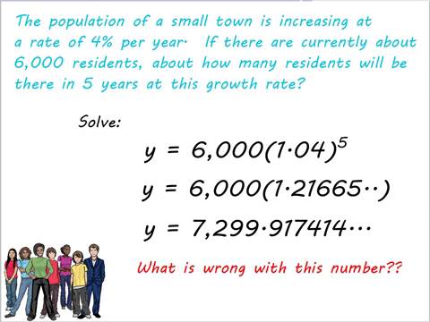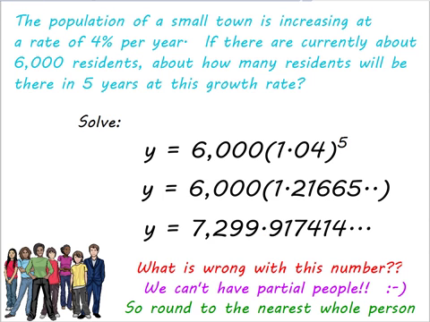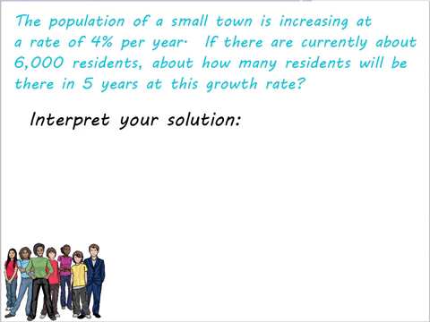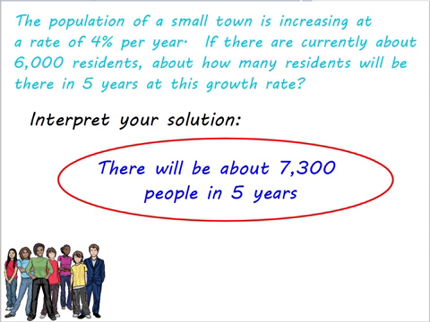What's wrong with this number though? Remember, I'm talking about how many people are going to be living in the town in 5 years. Can I have 0.9 of a person? Well, not really, right? So I'm going to round to the nearest whole person and say that I have 7,300 people living in the town in 5 years.